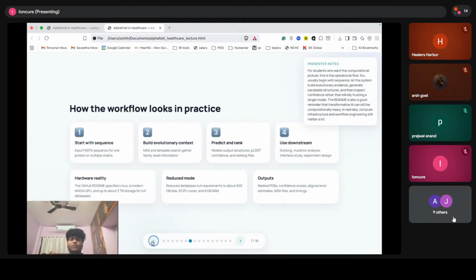The GitHub README page is also a good reminder that transformative AI can still be computationally heavy. In real labs, compute infrastructure and workflow engineering still matter a lot because most of this work is intensively GPU heavy. So you need access to a GPU system. It could be through your own university or lab server, a shared HPC which I use, or your own local system which has a GPU in it. Those are the possible avenues. Also, you can use ColabFold on Google Colab, where you can use GPUs for a limited amount of time to practice.